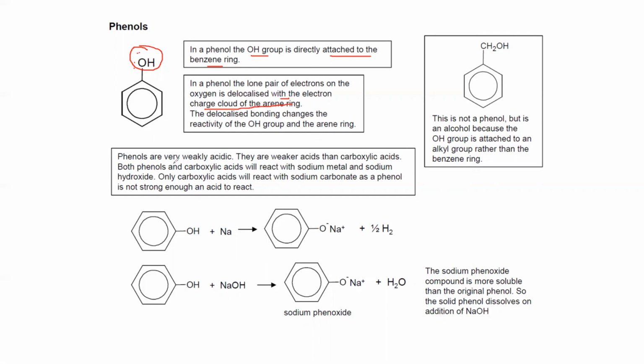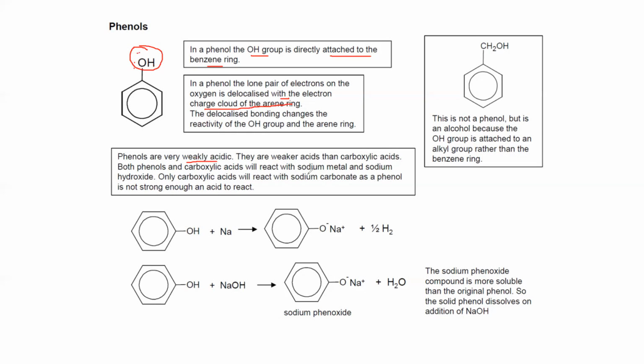So phenols are very weakly acidic. The solutions are acidic solutions. They are weaker acids than carboxylic acids. Carboxylic acids are stronger acids as compared to phenol. Both phenol and carboxylic acid will react with sodium metal, but when an acid reacts with a metal, it will give a salt and hydrogen. So they are weaker acids.